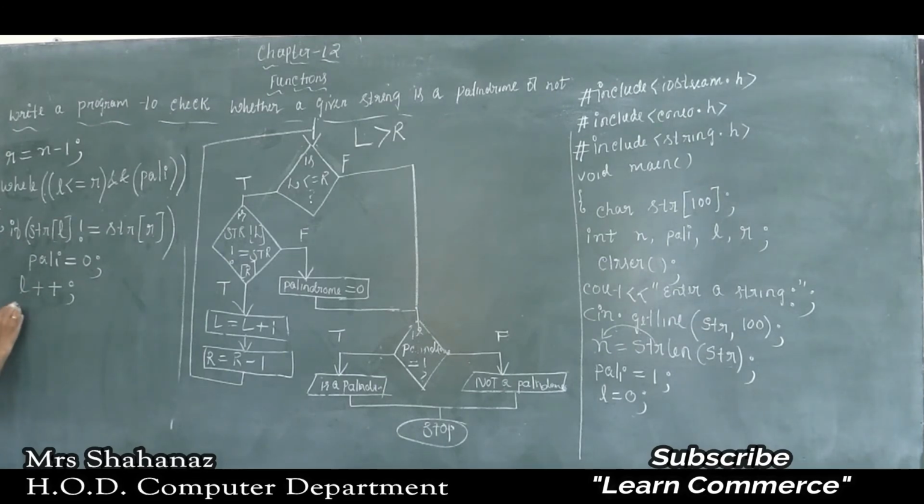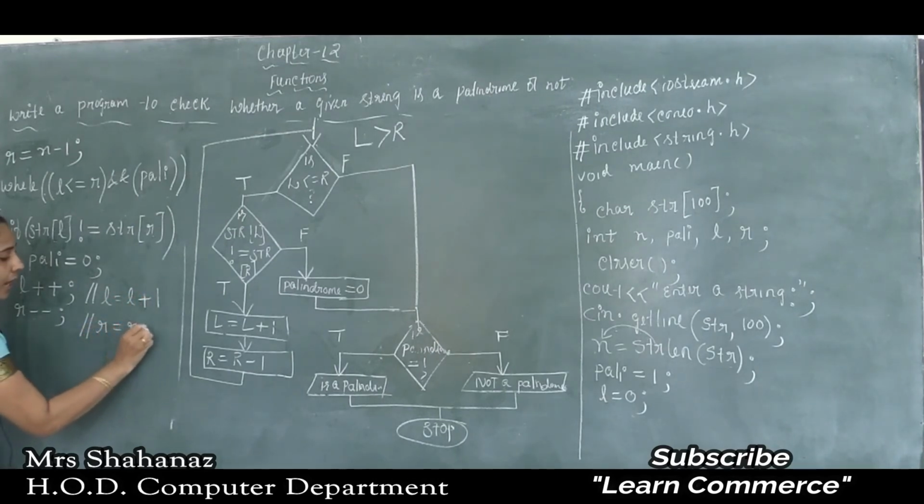Okay, and r minus minus, what's the meaning of r minus minus? The meaning is that r is equal to r minus 1. Clear this point here? So L is equal to L plus 1, and in the comment line we can write r is equal to r minus 1. So this is the meaning of this point.